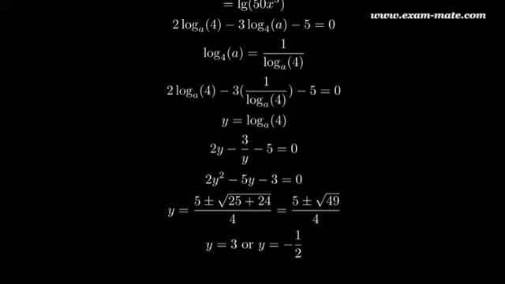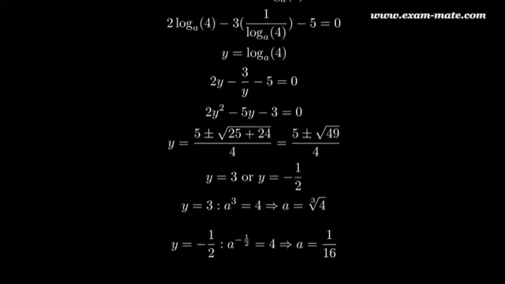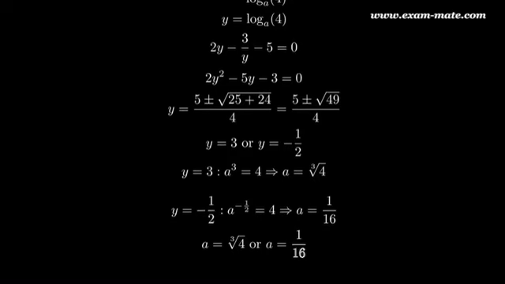Remember that y equals log base a of 4. For y equals 3, we get a cubed equals 4, so a equals the cube root of 4. For y equals negative 1/2, we get a to the negative 1/2 equals 4, so a equals 1/16. Therefore, the solutions are a equals the cube root of 4 and a equals 1/16.